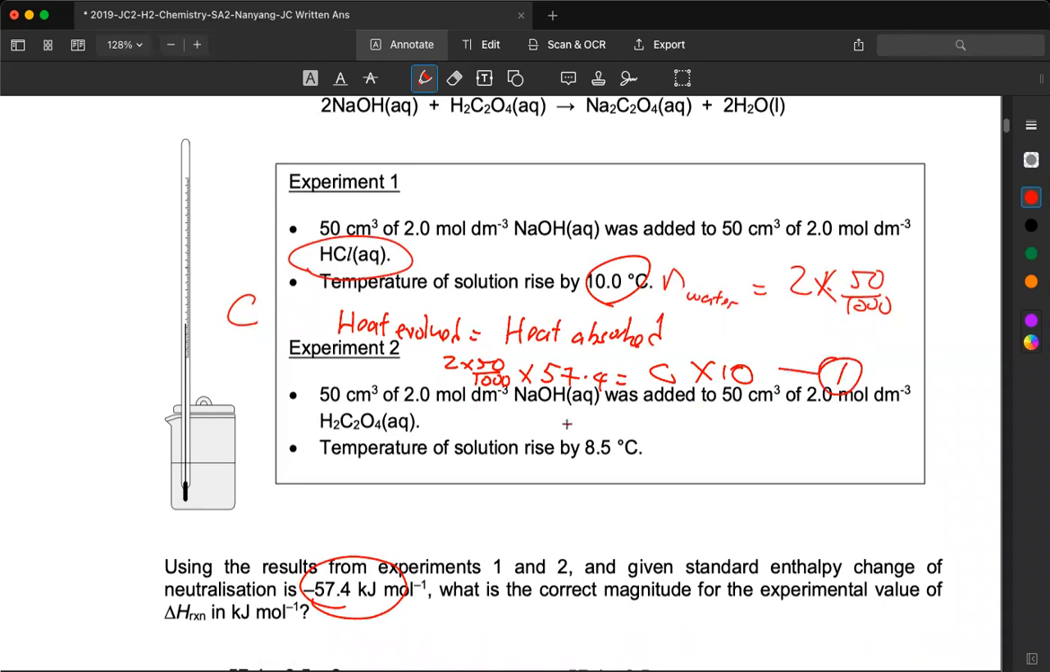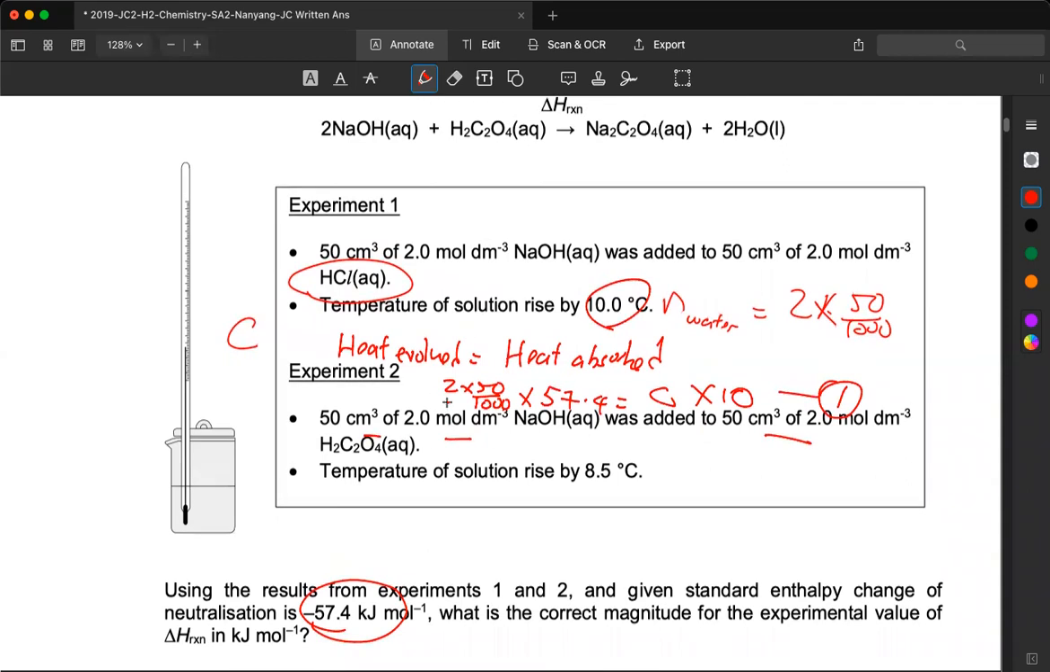Then look at equation 2. This time around, be careful, there's a limiting reagent. You can see from the equation that we need 2 moles of sodium hydroxide, right? So confirm this is the limiting reagent, because the mole ratio shows 2:1, but we only have this amount. So we use sodium hydroxide instead to calculate the number of moles of water, because sodium hydroxide is the limiting reagent.